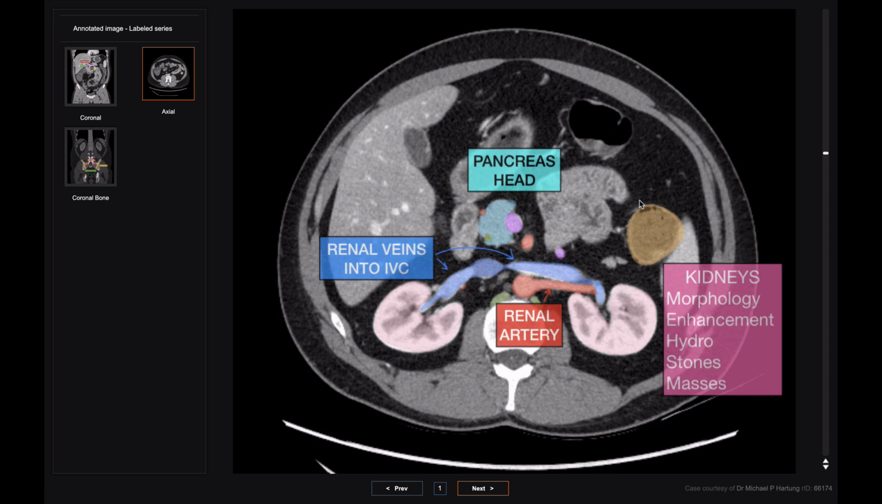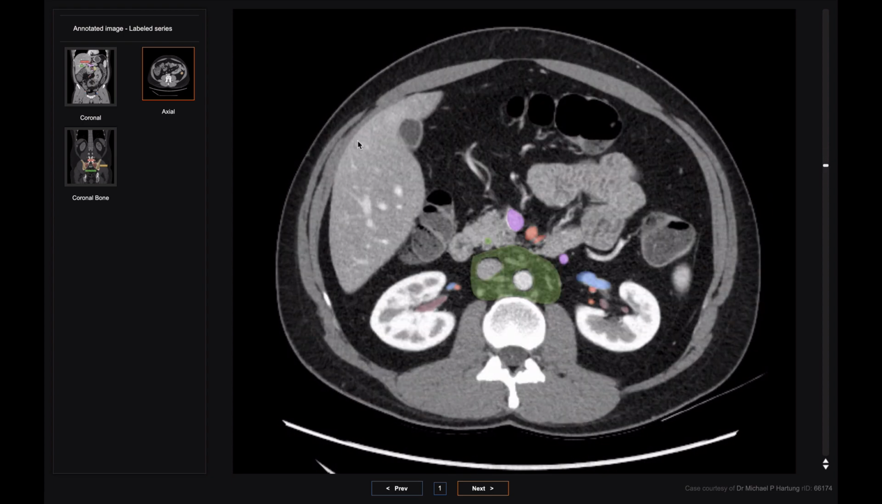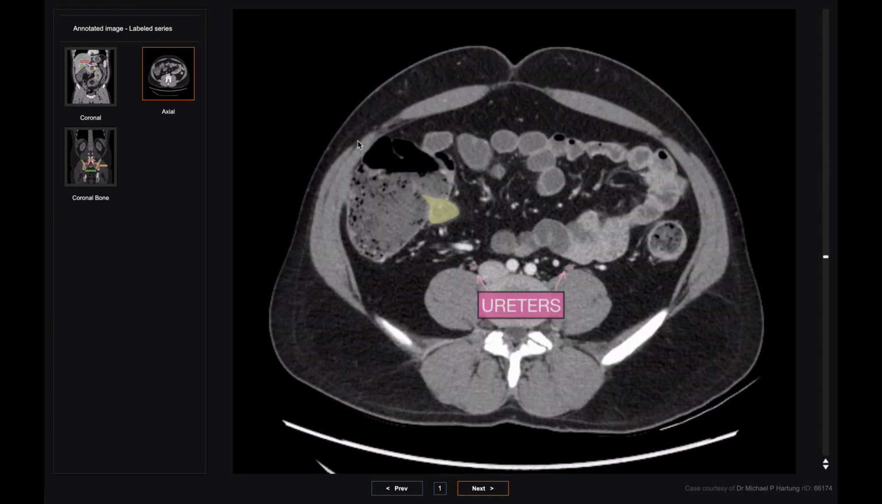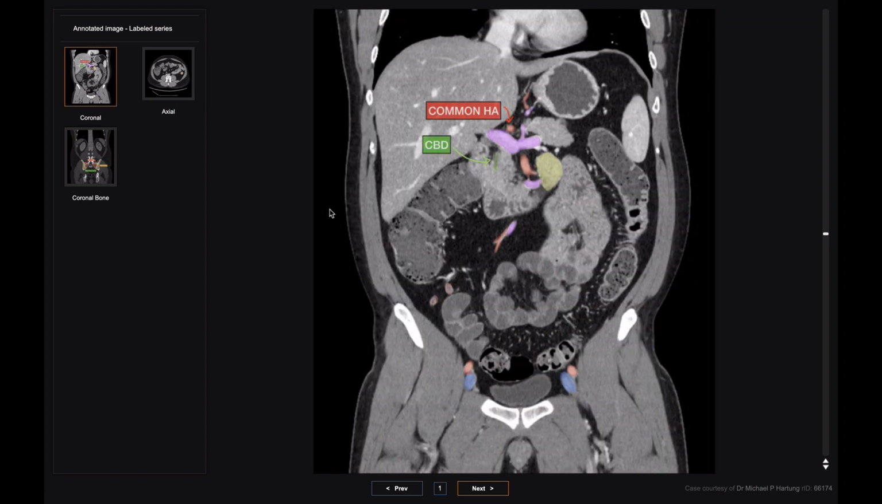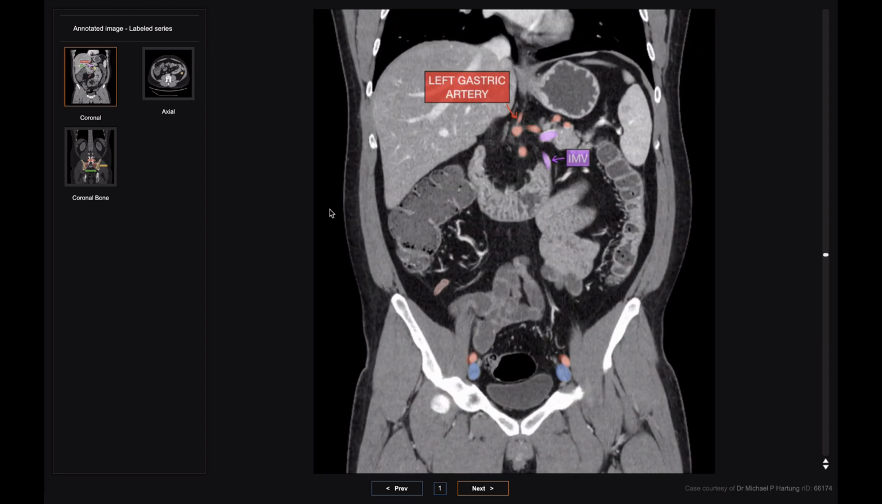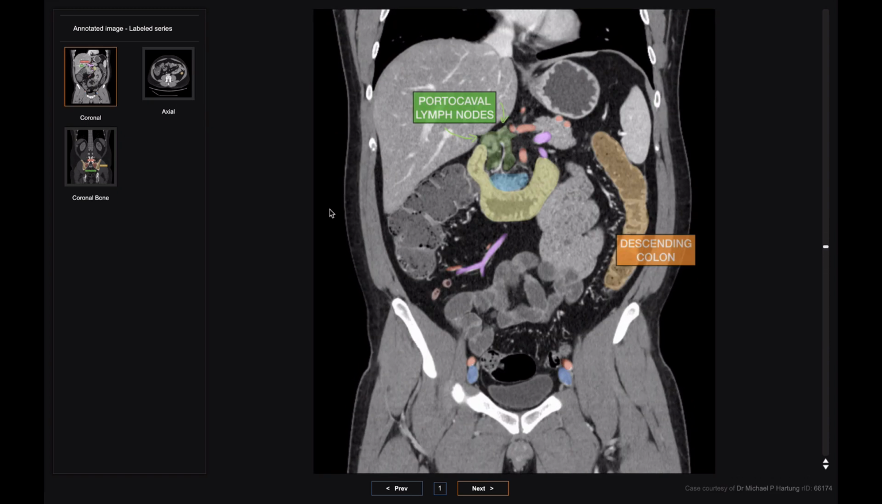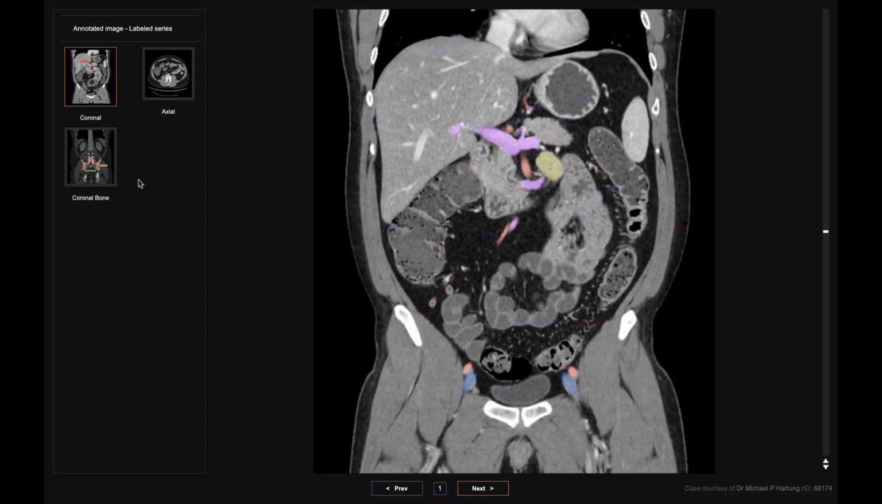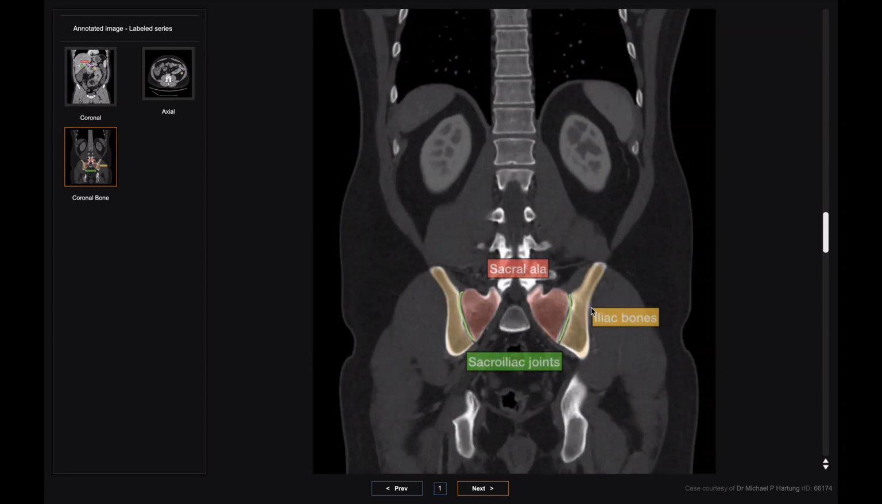And really, understanding the normal anatomy is key to then being able to decipher abnormalities and disease on clinical CT abdomen and pelvis. So, in this particular case, we've got all of the axial images with lots of different labels and annotations. There's a coronal series as well, so you can see all those different structures in this particular view. And there's also a bone window to show the different bones that we encounter on a CT abdomen pelvis. So I'd encourage you to have a look at that at some time.